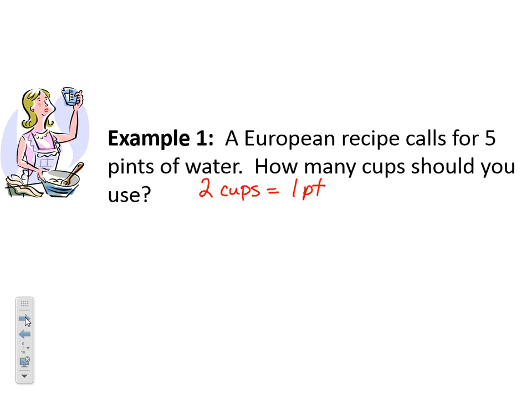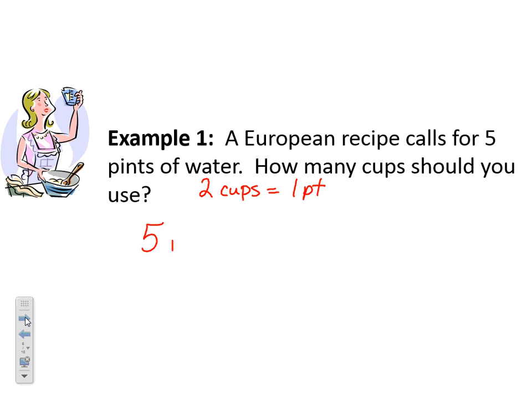Yes, this is a one-step conversion, but the conversions we do later are going to be multi-step and way more complicated. So let's set up this easy example in the way where we can follow the units and use this sort of analysis process to figure out what our answer is. So when you start with what you're given, we are given that we have 5 pints of water.